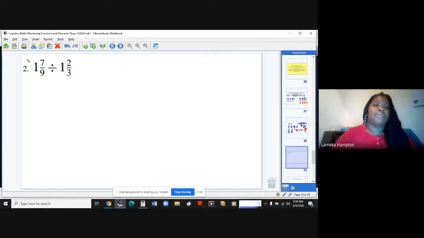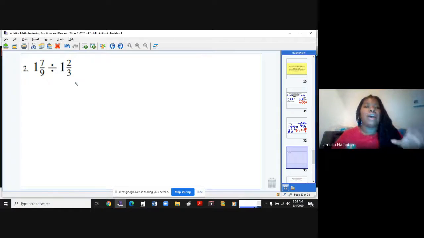Okay. Now, my next problem says I have 1 and 7/9 divided by 1 and 2/3. Now, remember, you're not going to divide 1 into 1, and you're not going to divide 7 into 2 because that doesn't come out evenly, and you cannot divide 9 into 3. So please do not break down each number and try to divide them, because that is the incorrect way of solving division of mixed fractions.